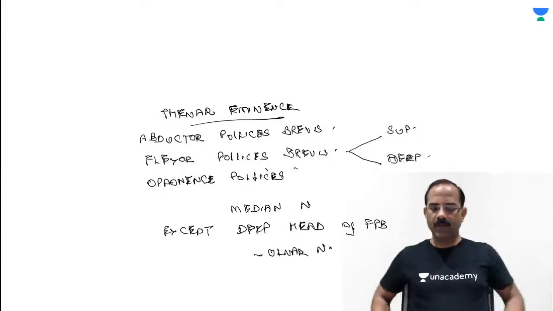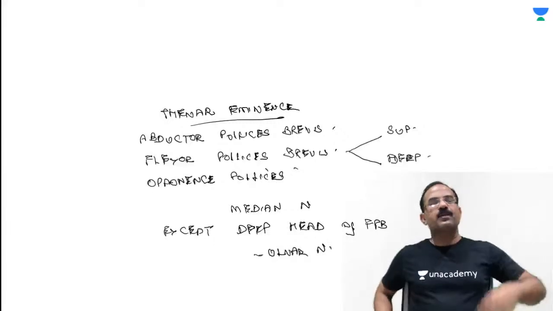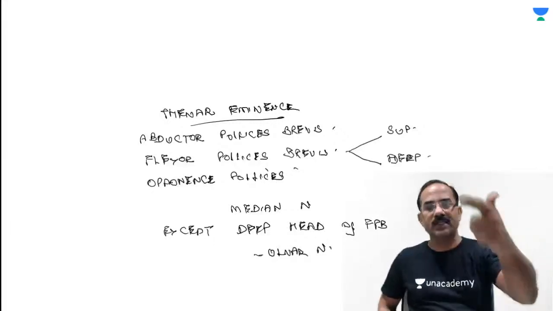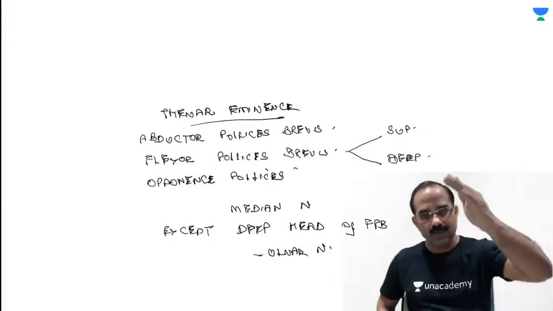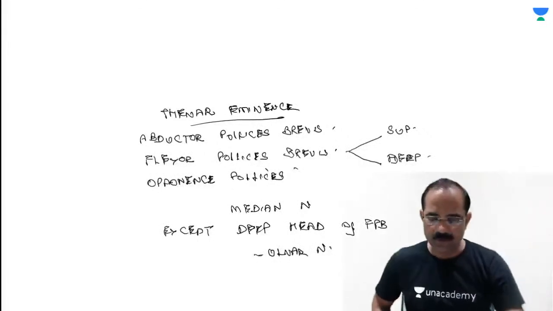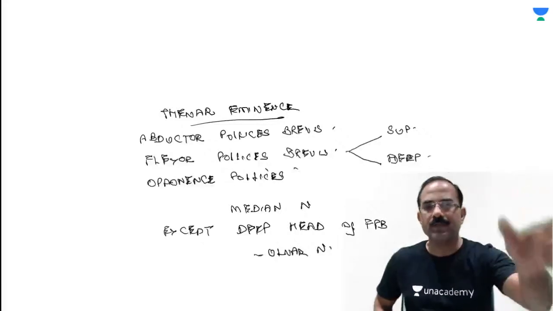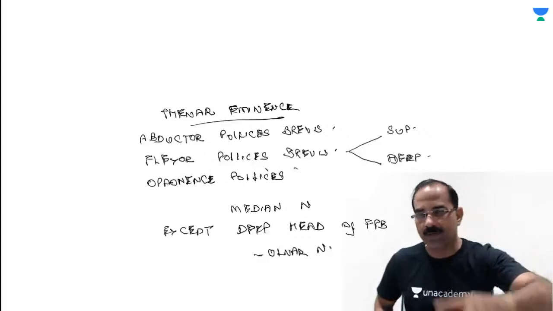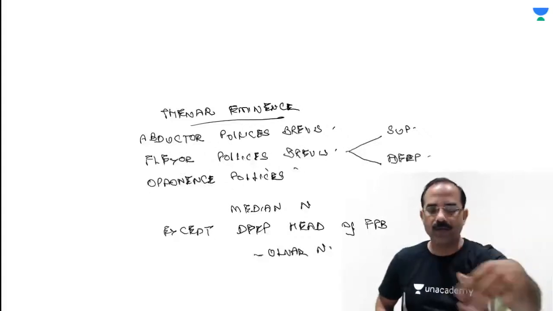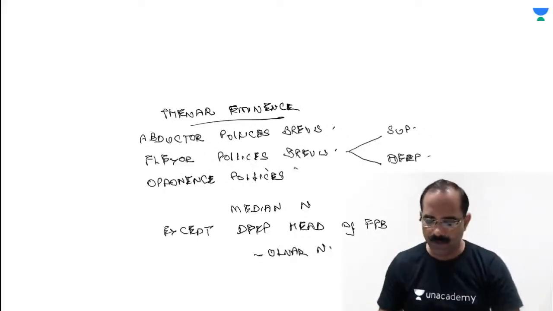This should be clear. Okay, so these are the muscles of thenar eminence: abductor pollicis brevis, the flexor pollicis brevis, which has two heads, superficial and deep, and the deep one is the opponens pollicis. The nerve supply of all these muscles is median nerve except the flexor pollicis brevis, the deep head, which is supplied by ulnar nerve.